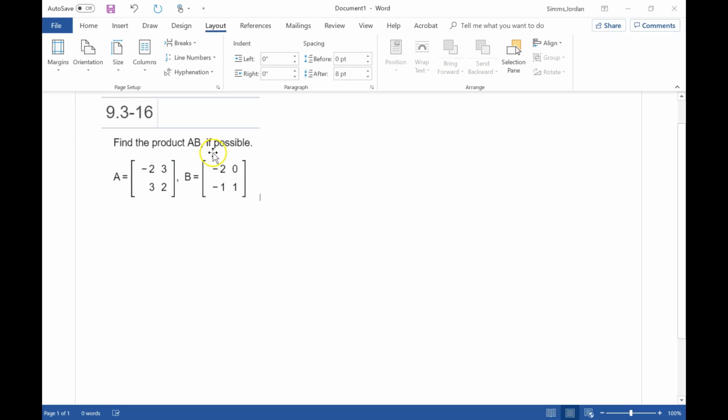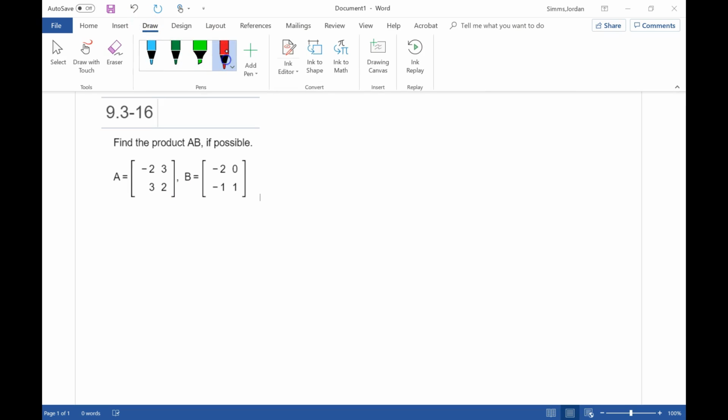So we're asked to multiply matrix A and matrix B. First things first, it's always a good idea just to make sure that they're going to work, because it's telling us if possible. Our first matrix, matrix A, is a 2 by 2 matrix. We're going to multiply that by a 2 by 2 matrix.